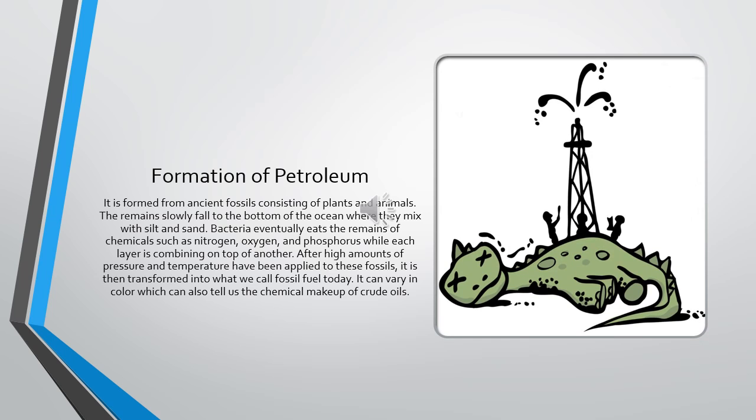Formation of petroleum. It is formed from ancient fossils consisting of plants and animals. The remains slowly fall to the bottom of the ocean where they mix with silt and sand. Bacteria eventually eat the remains of chemicals such as nitrogen, oxygen, and phosphorus, while each layer is combining on top of one another. After high amounts of pressure and temperature have been applied to these fossils, it is then transformed into what we call fossil fuel today. It can vary in color, which can also tell us the chemical makeup of crude oils.